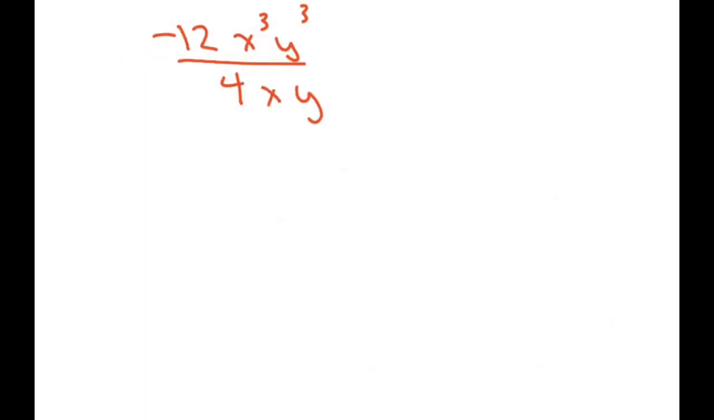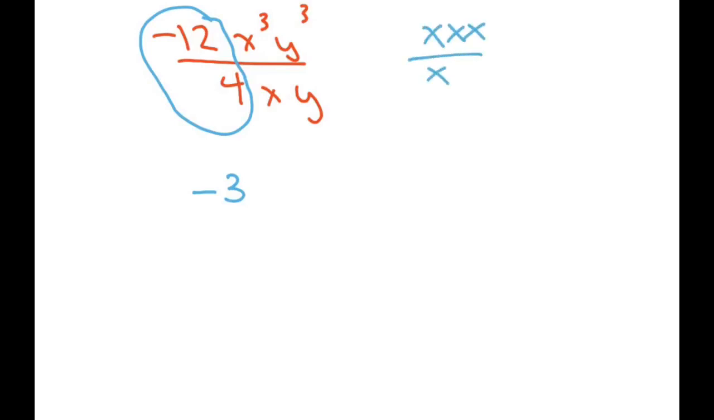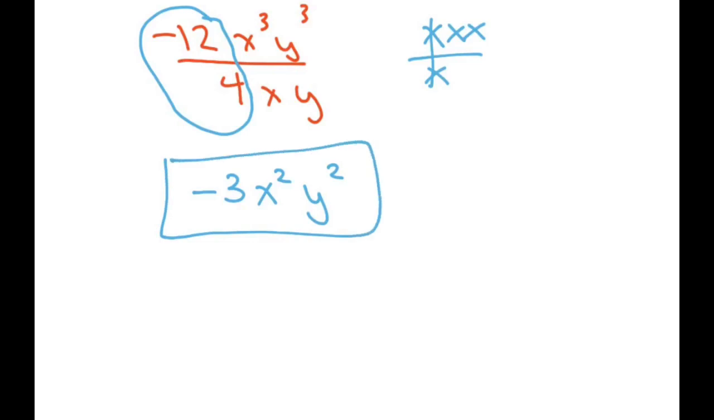And the last one. This one's fairly easy. I'm going to first divide the coefficients. Negative 12 divided by 4 is negative 3. And if we have 3 x's in the numerator and 1 in the denominator, and you divide that out, 1 cancels, so you're left with 2. The same thing happens with the y's. And that is your final answer.